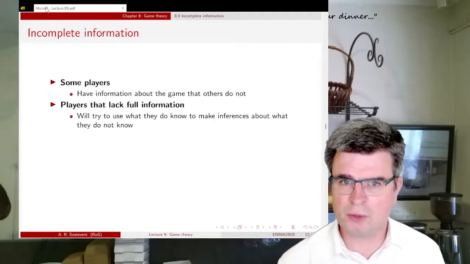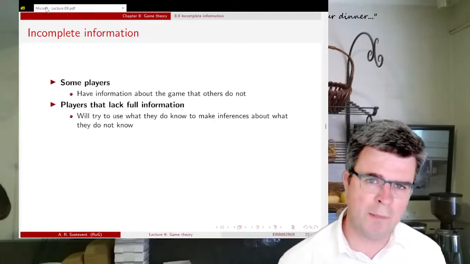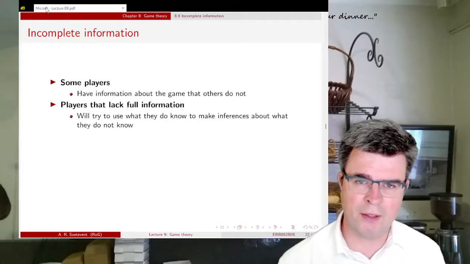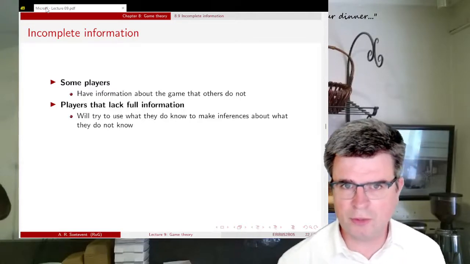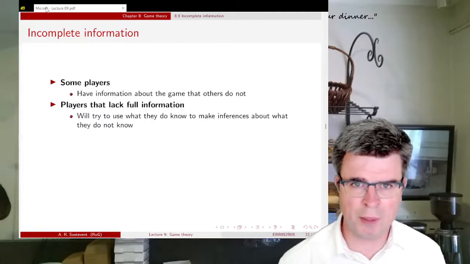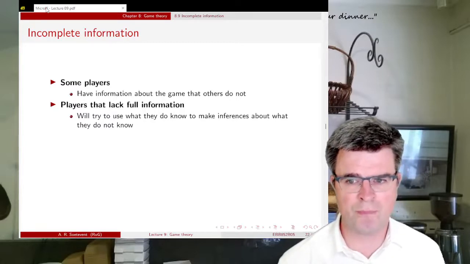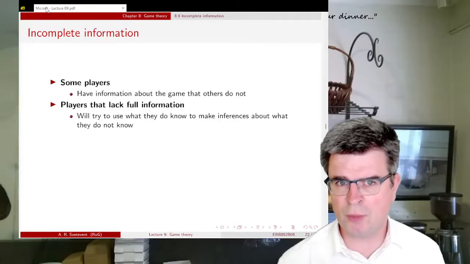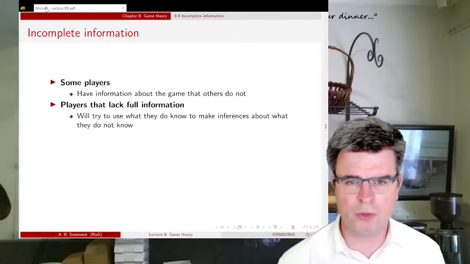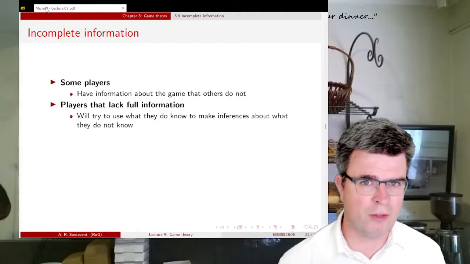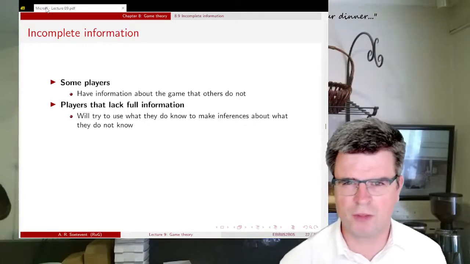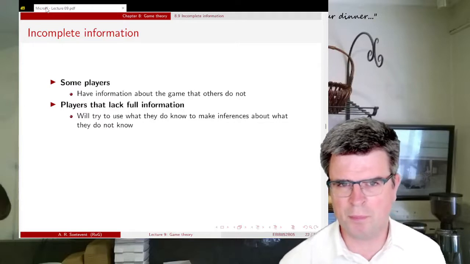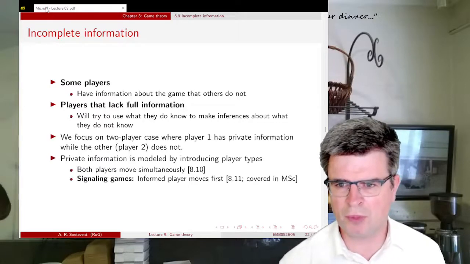And although this is all very logical, it may not be straightforward if you first deal with this topic. So what is the situation? Some players in the game now have information that other players do not have. And the players that do not have the full information will try to use what they do know to make inferences about what they do not know. So this is quite secretive language, but it will become much clearer in what follows.